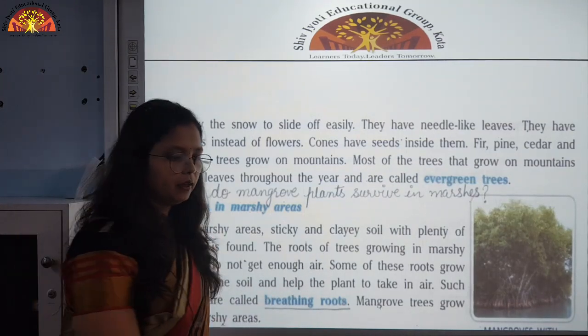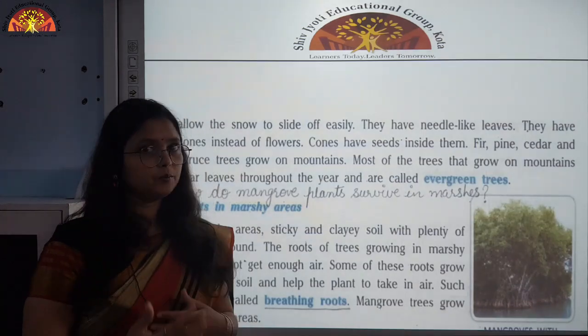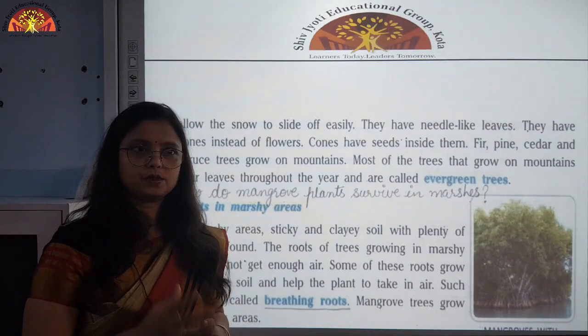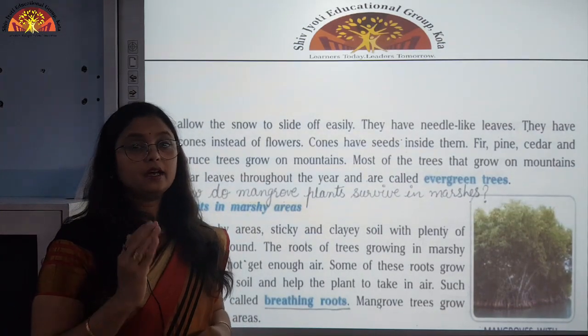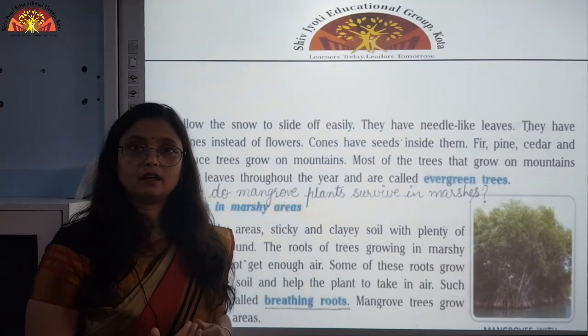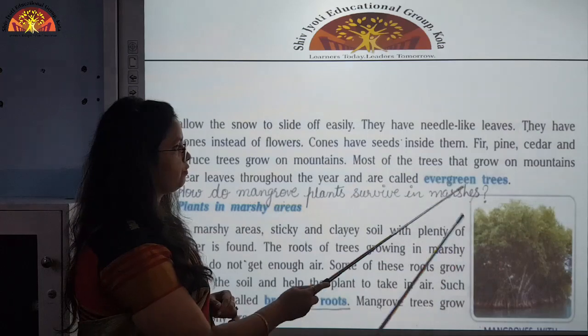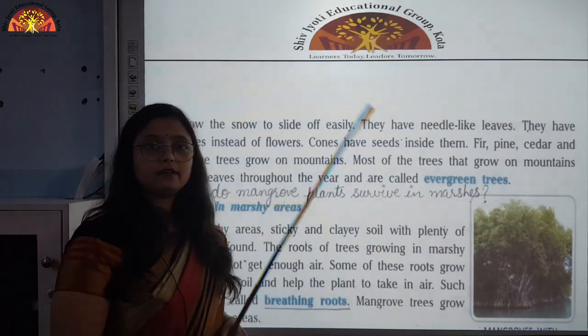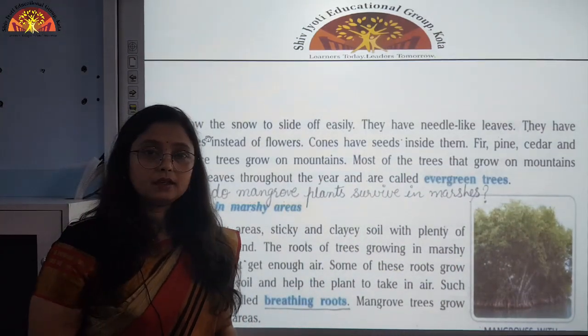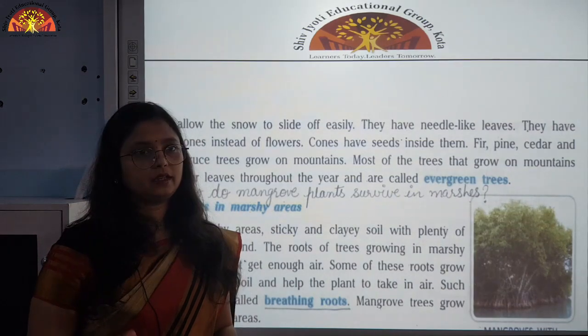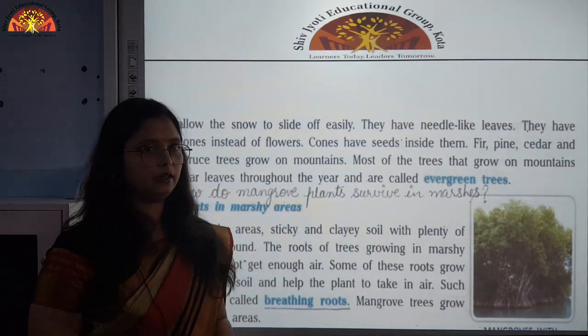So students, here we have come to know about two different terms. First was the deciduous trees. These were the trees which shed their leaves in the autumn season, and the second term is the evergreen, which you can find over here. So these are the trees which bear leaves throughout the year. They are green throughout the year, okay.